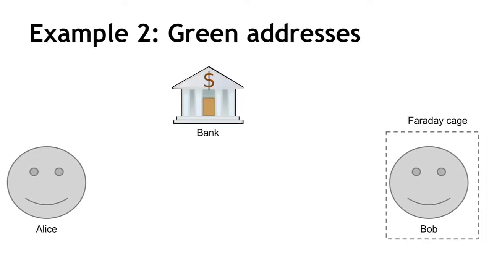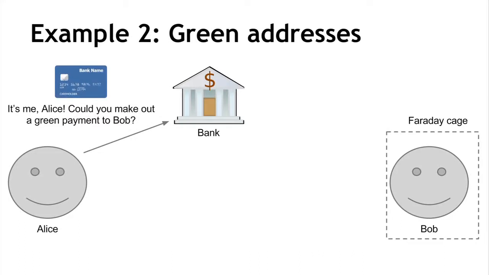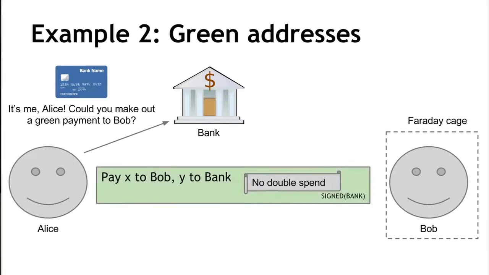So Alice is going to talk to her bank and say, hey, it's me, Alice. I'm your loyal customer. Here's my card or my identification. And I'd really like to pay Bob here. Could you help me out? And the bank will say, sure, I'm going to deduct some money out of your account and draw up a transaction from one of my green addresses over to Bob.